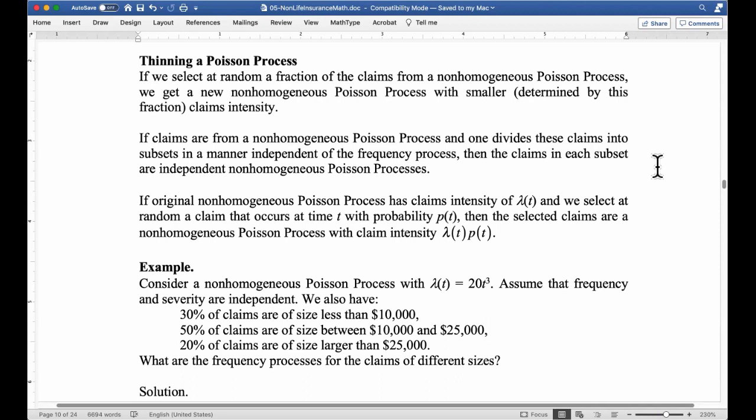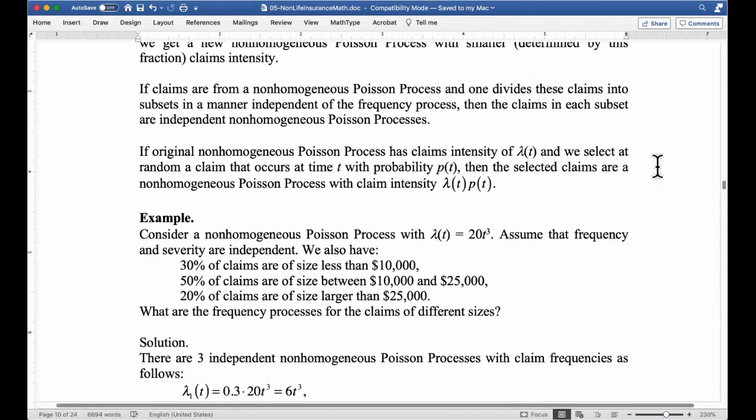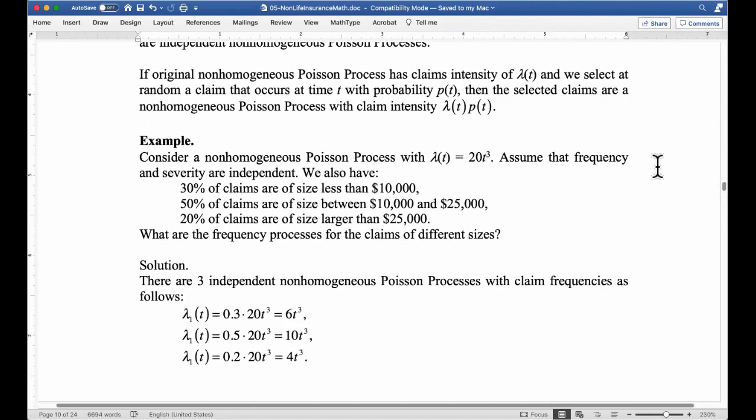Now, thinning of a Poisson process is splitting it into sub-processes based on some criteria. So if we select at random a fraction of the claims from a non-homogeneous Poisson process, we get a new non-homogeneous process with smaller claim intensity determined by this fraction. If claims are from a non-homogeneous Poisson process and one divides these claims into subsets in a manner independent of the frequency process, then the claims in each subset are independent non-homogeneous Poisson processes. If the original non-homogeneous Poisson process has claim intensity lambda of t, and we select at random a claim that occurs at time t with probability p of t, then the selected claims are a non-homogeneous Poisson process with claim intensity lambda of t times p of t.